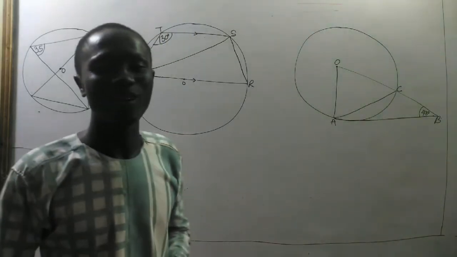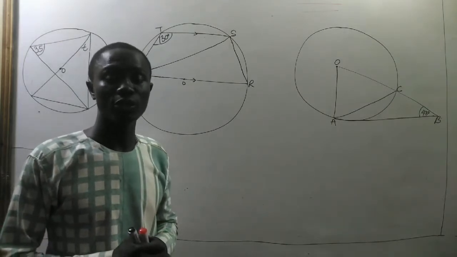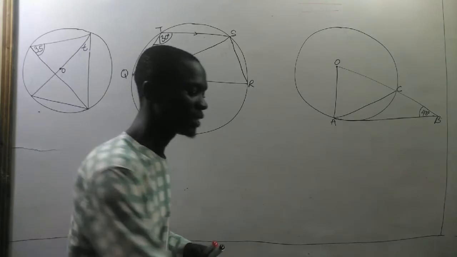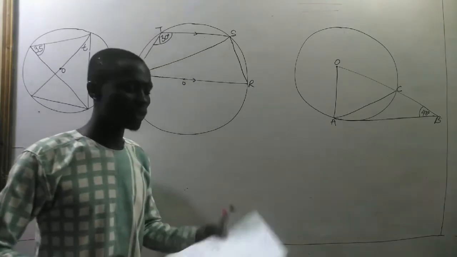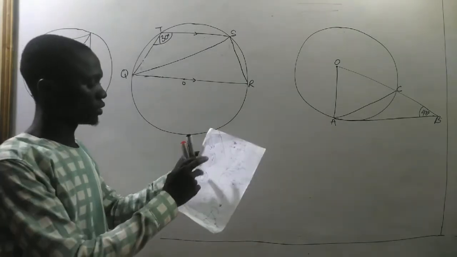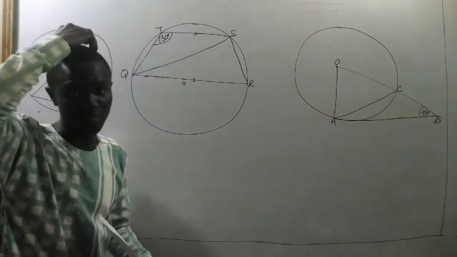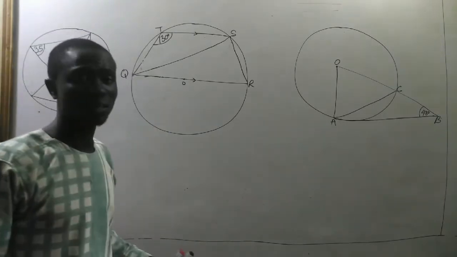I am Mensa Augustine. In this lesson, we'll be looking at a circle theorem, that is Euclidean geometry, and we will go through 10 examples. I have the first 3 on the board. I have 1, 2, 3, 4, 5, 6, 7, 8, 9, 10, and this is the first 3 that I've drawn on the board.